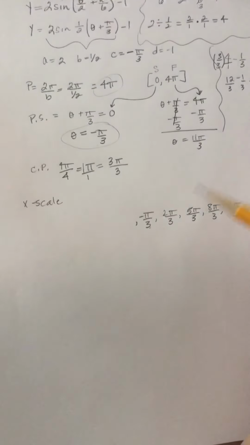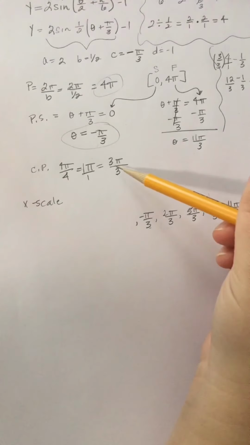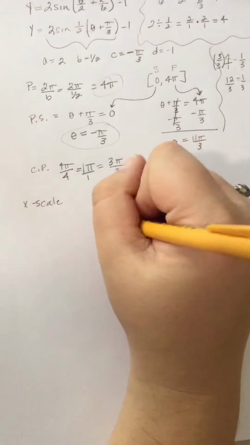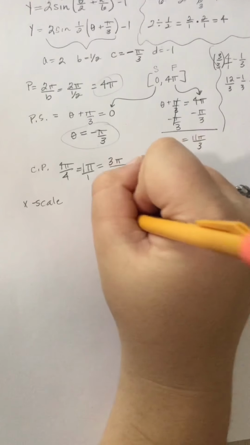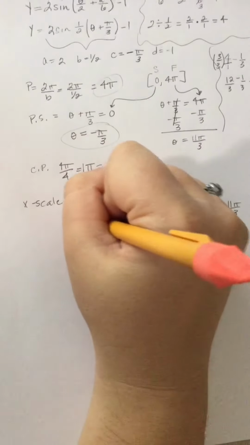So now if I'm going to go the other way, I have negative pi over 3. I'm going to subtract 3 pi over 3. So I'm at negative 1 minus 3, which is negative 4 pi over 3. Subtract 3 again, negative 7 pi over 3.